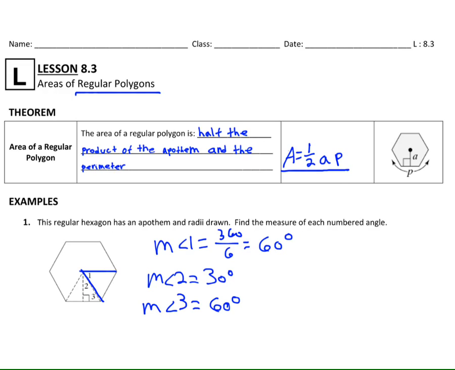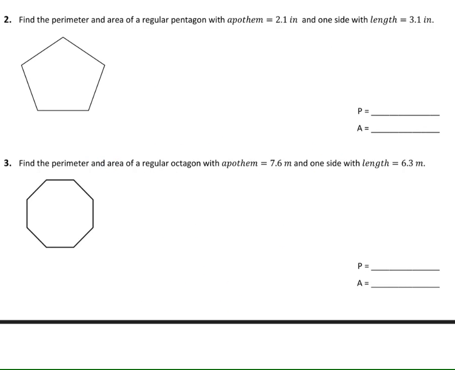Now let's skip over to example number 2, and we're going to use our area formula. It says we need to find the perimeter and the area of the regular pentagon with an apothem of 2.1 inches and one side with a length of 3.1 inches. Again, regular polygon means all of the angles are congruent and all of the sides are congruent. So if one of these sides is 3.1 inches, all of those sides are 3.1 inches. And I'm going to draw from the center straight down to one of my sides, which is 2.1 inches.